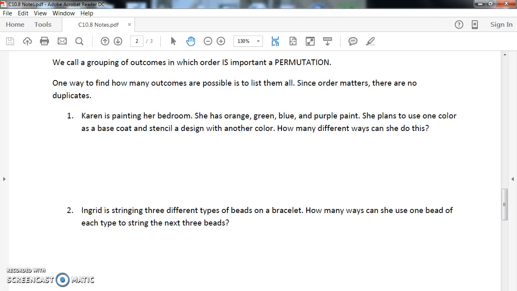All right, here we go with part 2 of the notes for section 10.8. When we have a situation where order is important, that's called a permutation.